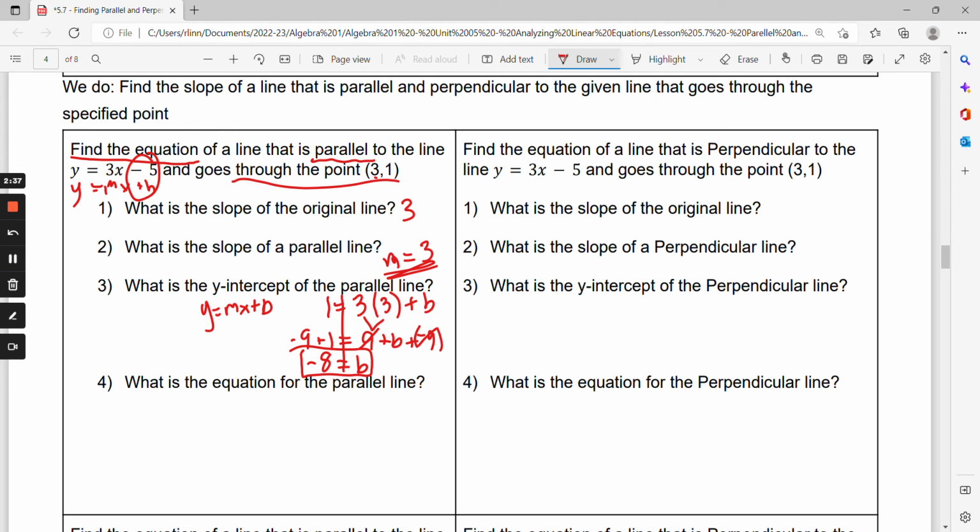Now up next, we need to write an equation for our parallel line. We write equations using slope-intercept form, so y equals mx plus b. We just found that y-intercept for specifically this reason. So we can go ahead and write our equation. Y equals, m is our slope. Our slope was 3, so y equals 3x plus b, which is -8. So y equals 3x plus -8, or we could also write this as y equals 3x minus 8.